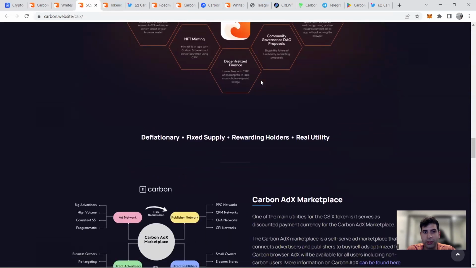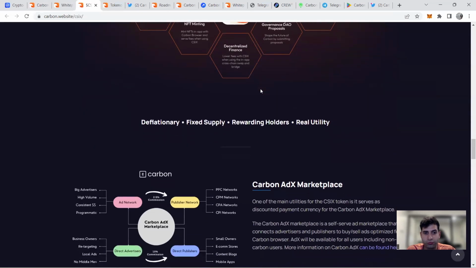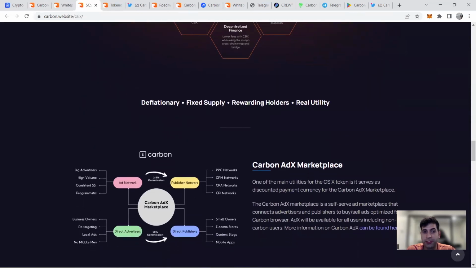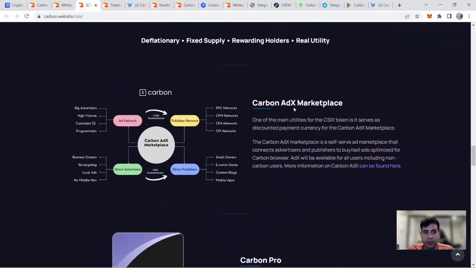So they have both capabilities. The good thing is it's deflationary, it's got a fixed supply, and it's got a lot of real utility.